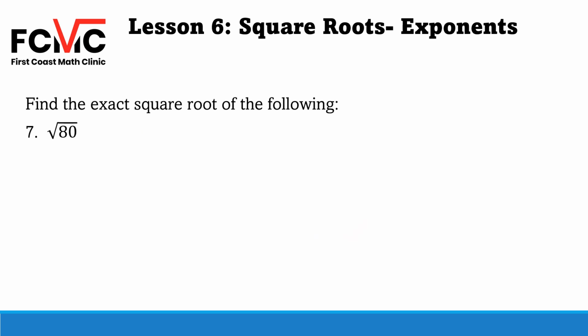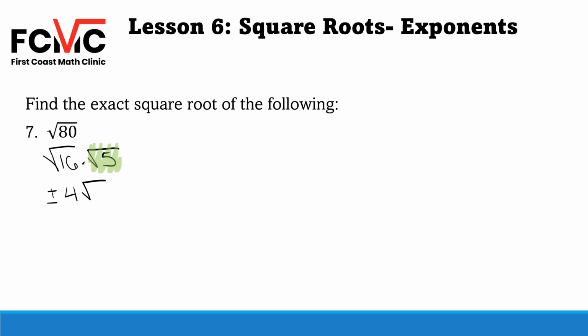For number 7, we have the square root of 80. So our largest perfect square is going to be 16. So we can break this up into square root of 16 times square root of 5. Square root of 16, we know that's going to be positive and negative 4. And I can't do anything with that square root of 5. So that square root of 5 is going to stay as it is.